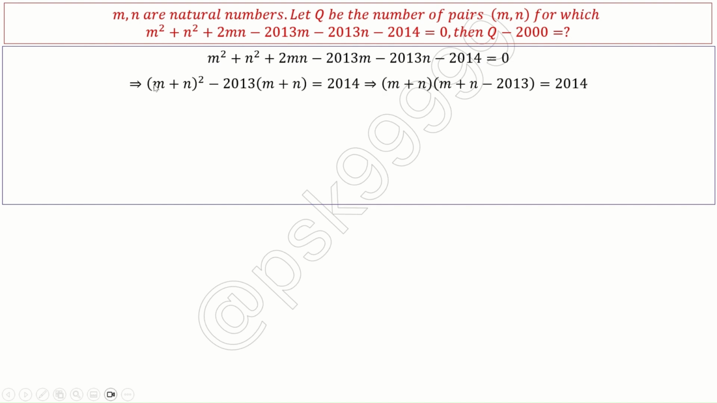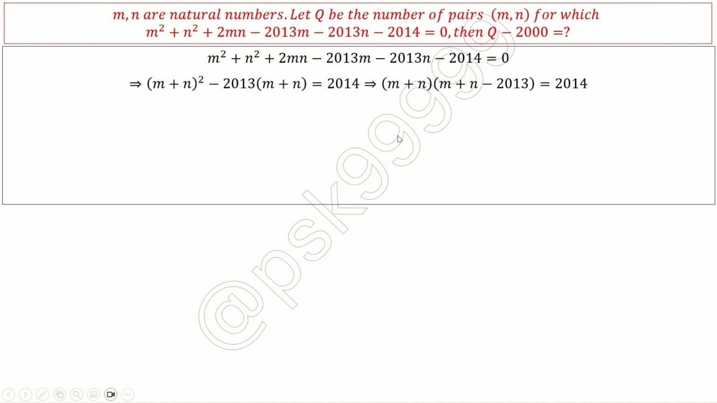I will call the first part (m plus n) whole square minus 2013 (m plus n), which is equal to 2014. Now from these two I will take m plus n common again: (m plus n) into (m plus n minus 2013) is equal to 2014.